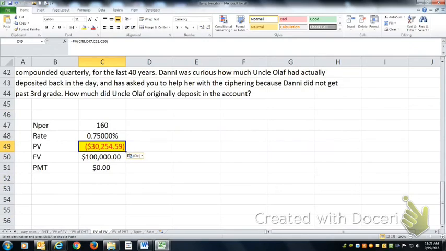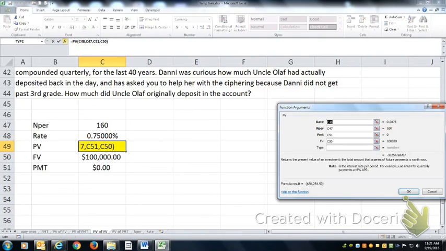$30,000. All right. And again, that's the beauty. If you set this up with cell references, you only have to do it once to solve for the same problem. Rate is in cell C48, number of periods C47, payment C51, future value C50.